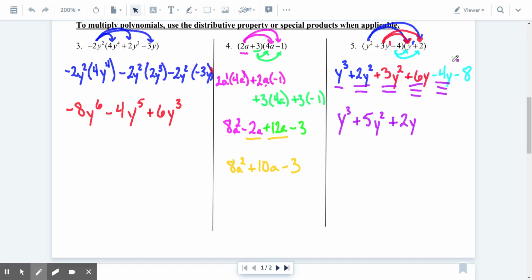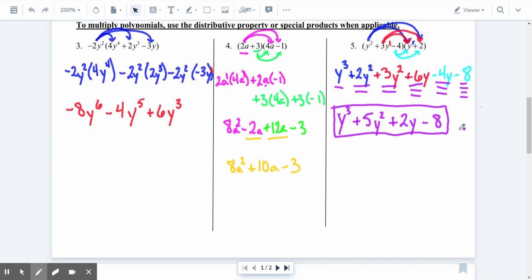And at the end, all we have is a minus 8. There was nothing else to combine. And so in this scenario, we check, did we use all the terms that we had up here? We did. This would be our simplified expression for the product of these two polynomials up top.